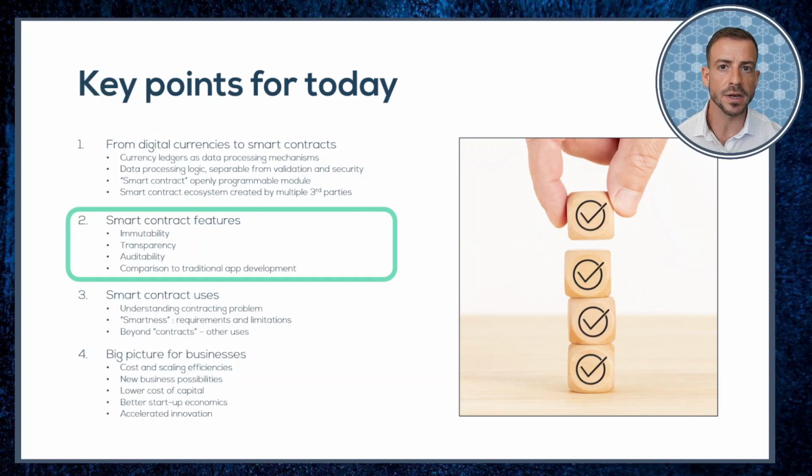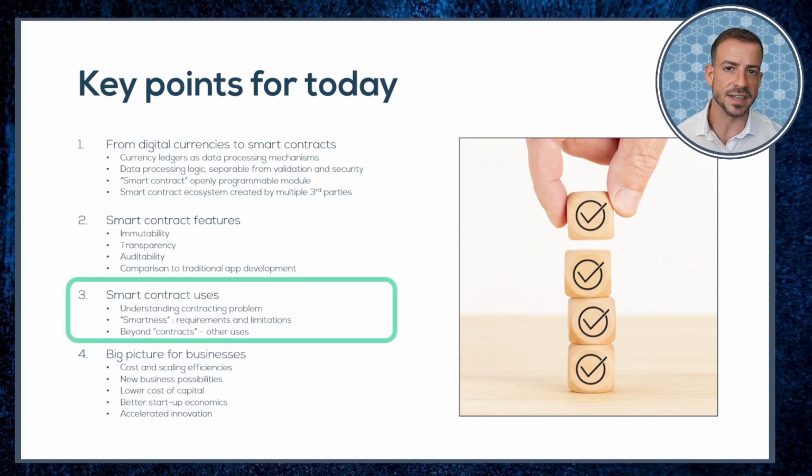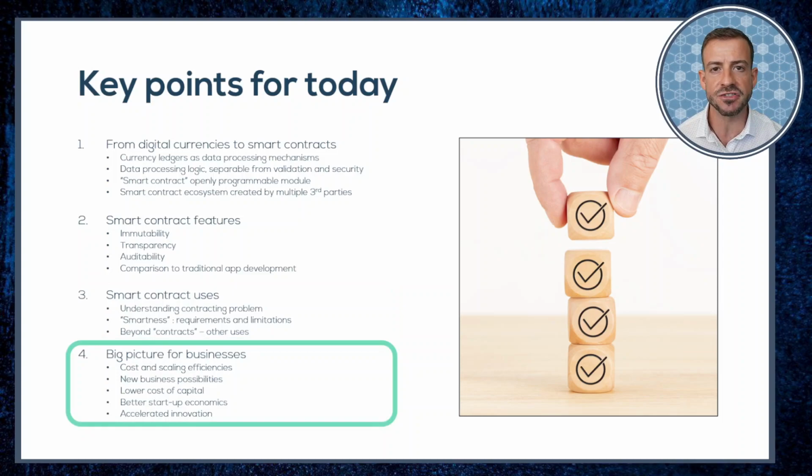We'll follow that with a look at some of the nuts and bolts of smart contract security, comparing the strengths and weaknesses of this new approach with more traditional approaches to application development. We'll then look at specific ways in which smart contracts can be used. Initially, we'll focus on how they solve contracting problems, but again, we're going to keep an eye on the requirements and limitations of this technology, as well as the opportunities they present. Finally, we'll finish up with a brief digest of some of the general implications that this technology has for business and startup economics in general.